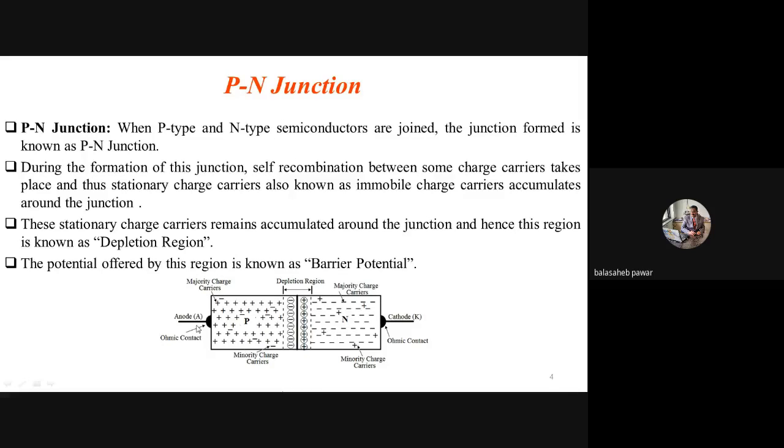For external connection, if we want to use this device, we have to apply external signals to it, so two terminals are taken out. The terminal taken out from the P-type semiconductor is known as the anode terminal, and the other one, taken out from the N-type semiconductor, is known as the cathode terminal. One thing I have written here is the ohmic contact.